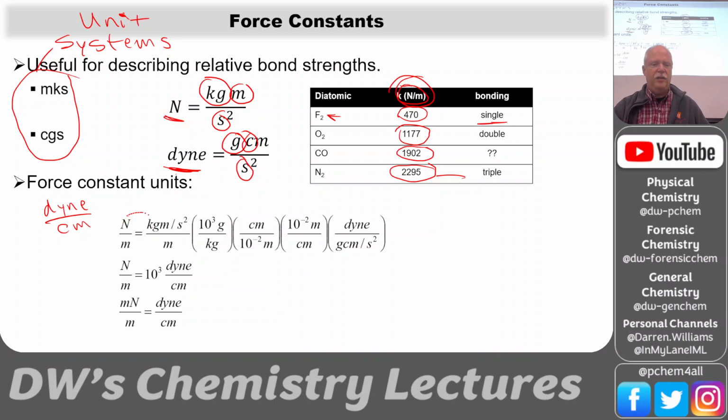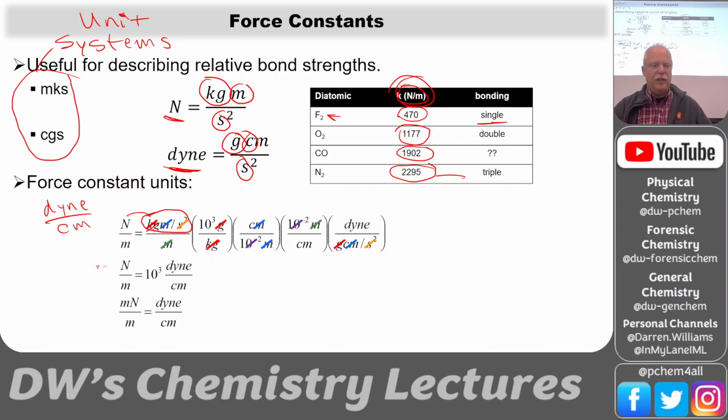We break that newton into its constituent parts. Okay, then we start converting the kilograms to grams. Okay, we've got meters here, so we can get rid of those. We can go through and we can cancel all of these different units until we end up with the result of a dyne per centimeter. And the only thing that doesn't cancel is that 10 to the 3. Okay, so a newton per meter is 10 to the 3 dyne per centimeter.